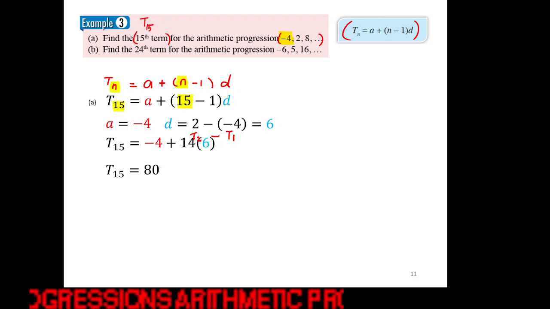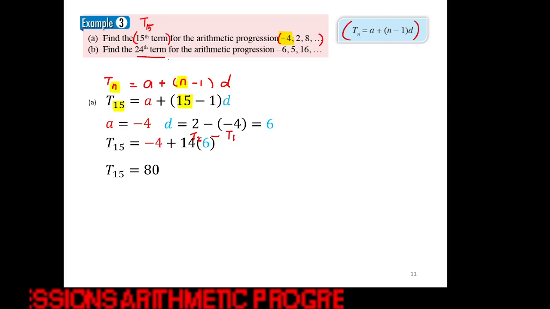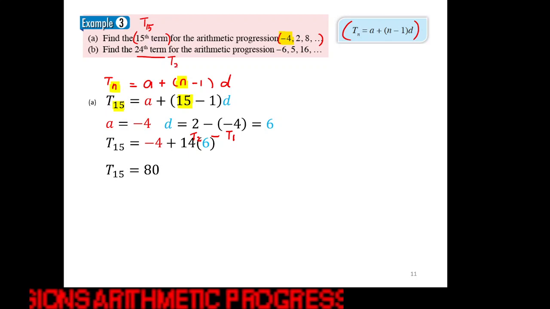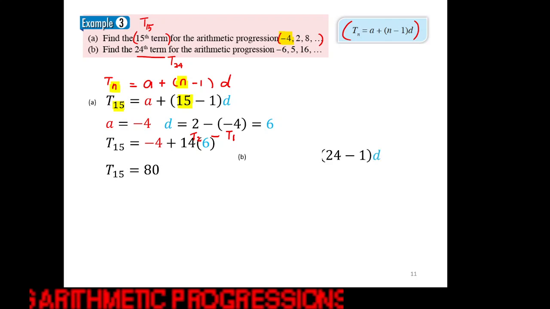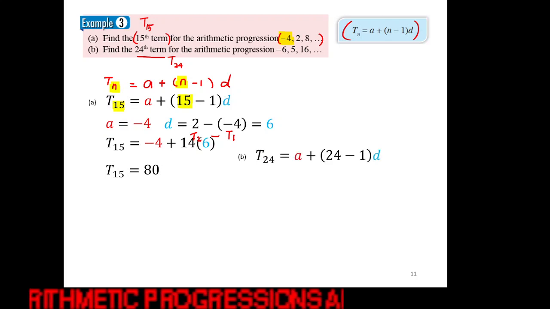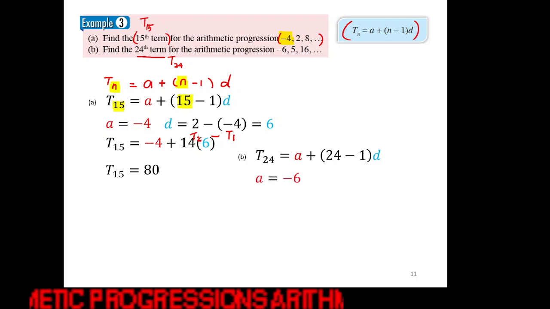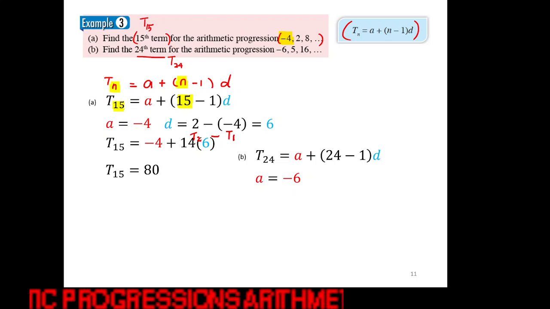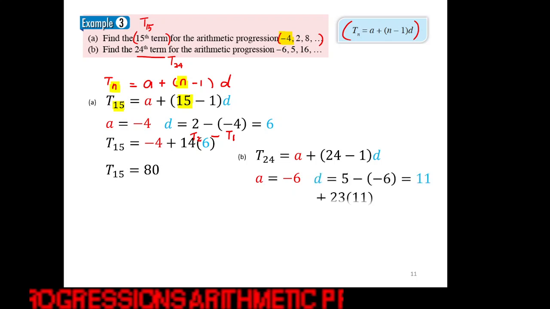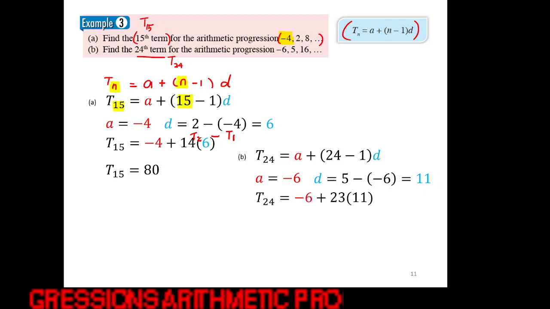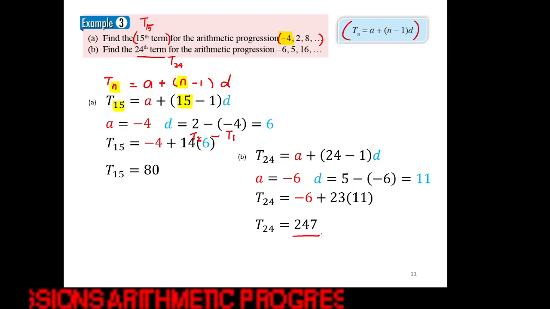Let us look at the second question. Find the 24th term. So what is the 24th term? Yes, exactly. This is T24. So by using the same formula, T24 is equal to A plus 24 minus 1 times D. Substituting the value of A, which is equal to negative 6, and D, which is equal to 11. Perform the calculation. The answer is 247.